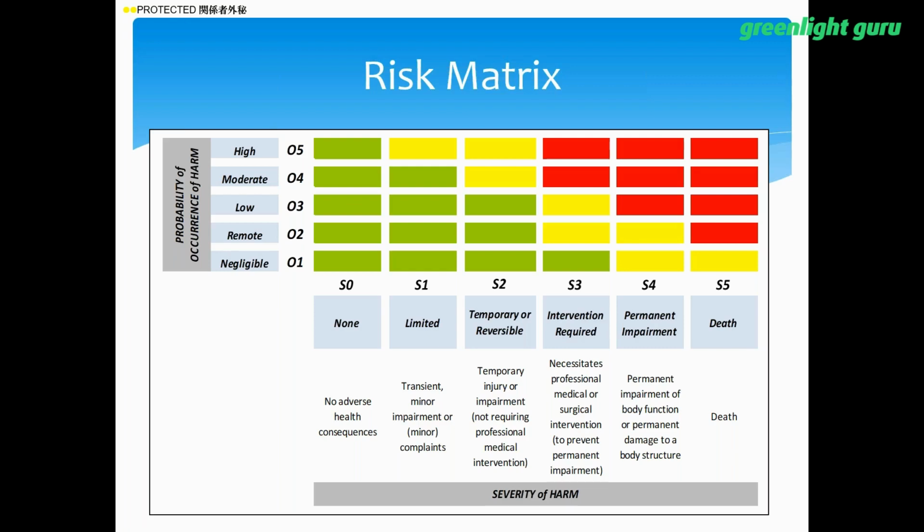This particular one is one that I'm used to using, which is essentially a 6x5, which has severity on the bottom, which goes from essentially 0 all the way up to an S5, which is death. The descriptions of those are included in the slide. Also looking at the probability of the occurrence of harm, notice it goes from an O1 to an O5.